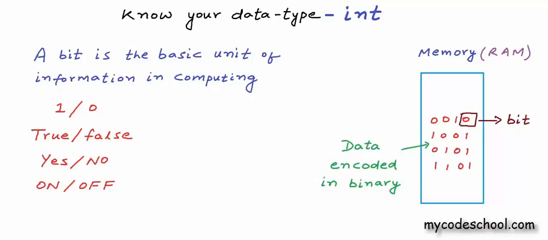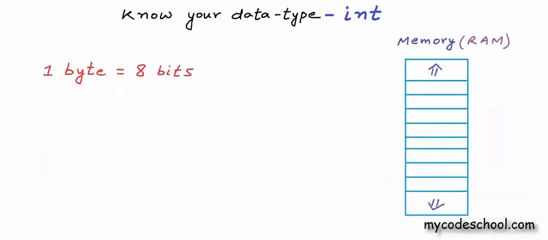Now, even though a bit is the lowest or the most basic unit of information, memory in a typical architecture is organized as a collection of bytes. 8 bits make a byte. In the logical representation of memory that I'm showing here, we have these segments or partitions, and let's say each segment here is 1 byte of memory. So we can store 8 bits in each segment. There would be many more bytes in the memory, that's why I'm showing it extending towards bottom and top.